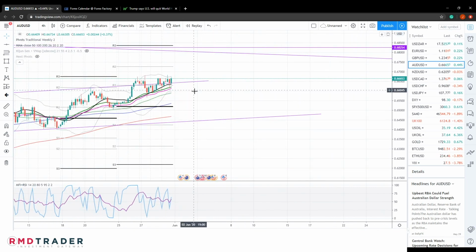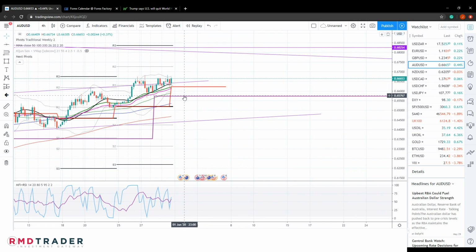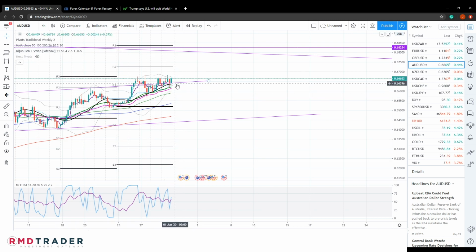It's worth noting that our projected monthly pivot level is sitting below us at the 0.65, let's call it the 0.658 level. So definitely an option whereby price can still come back and retest this level before breaking out of this channel and moving towards this upper diagonal level.